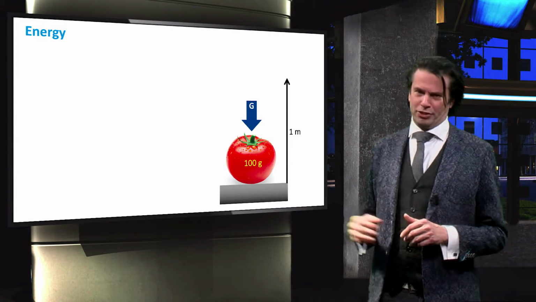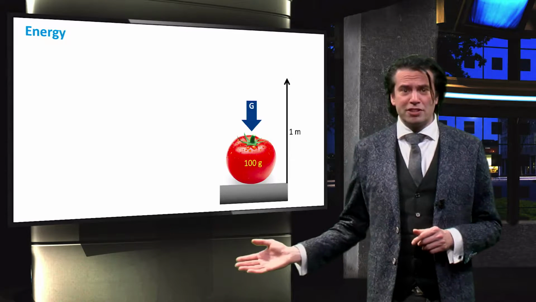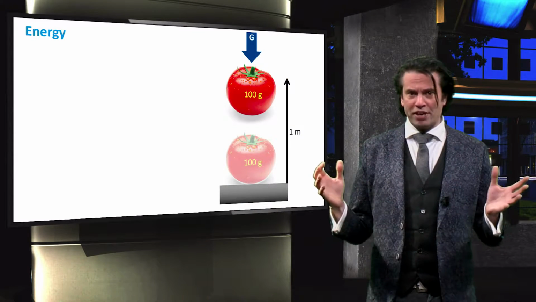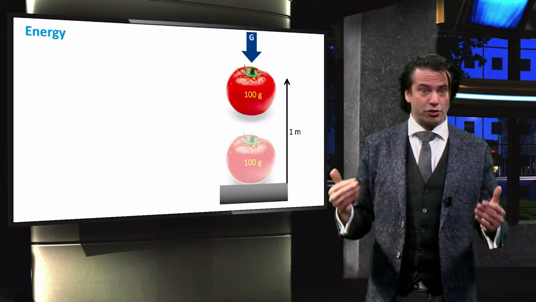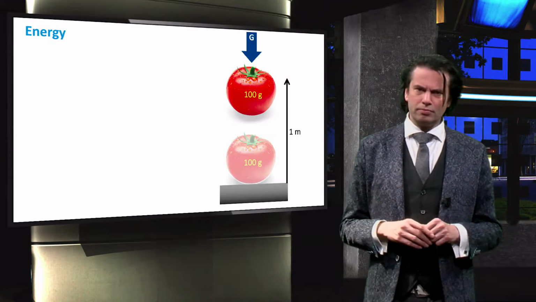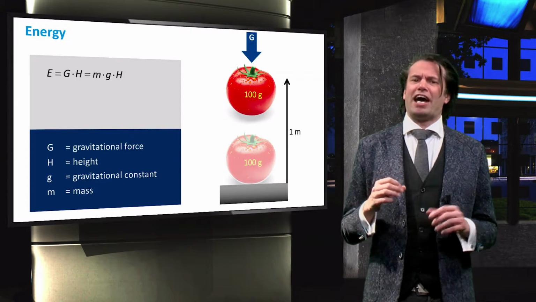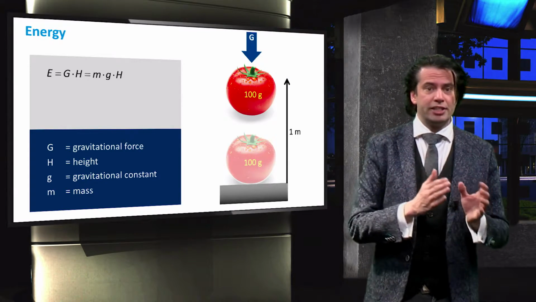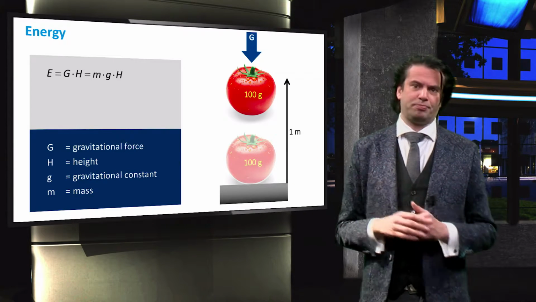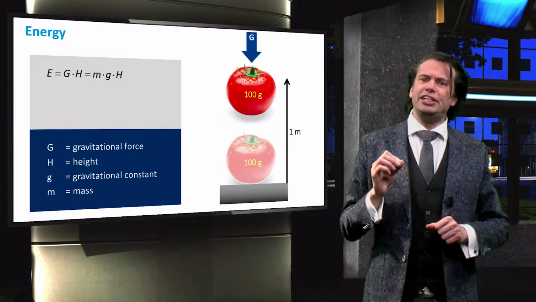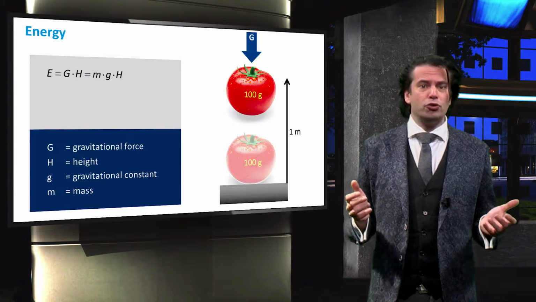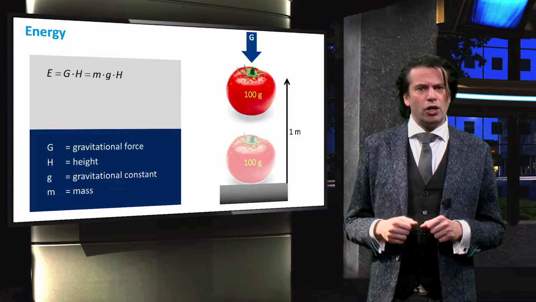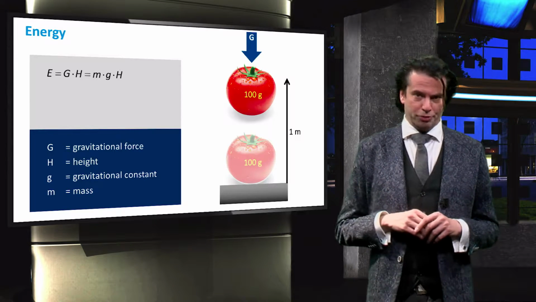Here we have a tomato. We lift the tomato up to a height of 1 meter, for which we have to overcome the gravitational force G. Since the required amount of energy is equal to the force times the distance, it is equal to G times the height h. The gravitational force near the surface of the Earth is equal to the mass of the tomato times the gravitational acceleration, which is denoted by the lowercase g.